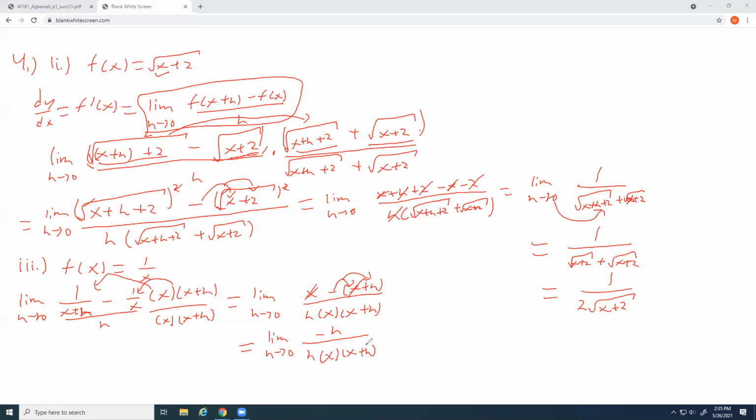X plus h. And again, our h's cancel. Typically with these definition derivative problems, the one h is going to cancel almost all the time. And then from here, this is equal to the limit as h approaches 0 of 1 over x times x plus h. Plug in 0 for this last h down here. Oh, I forgot my negative sign. We'll just be left with minus 1 over x times x, which is minus 1 over x squared, just like that.